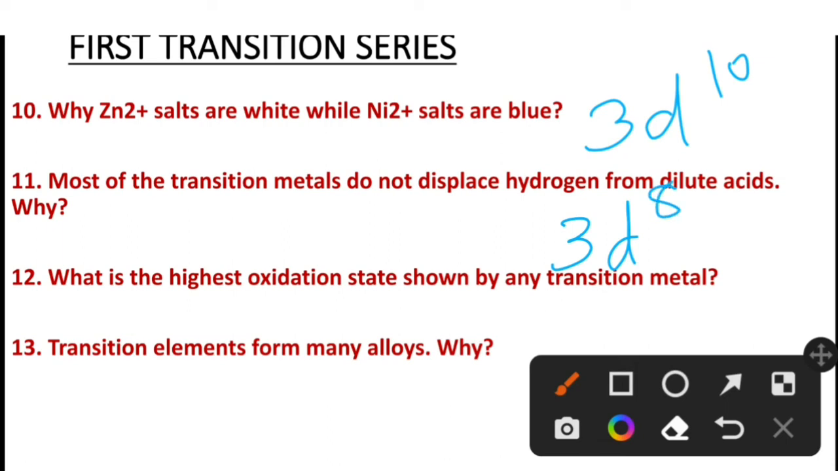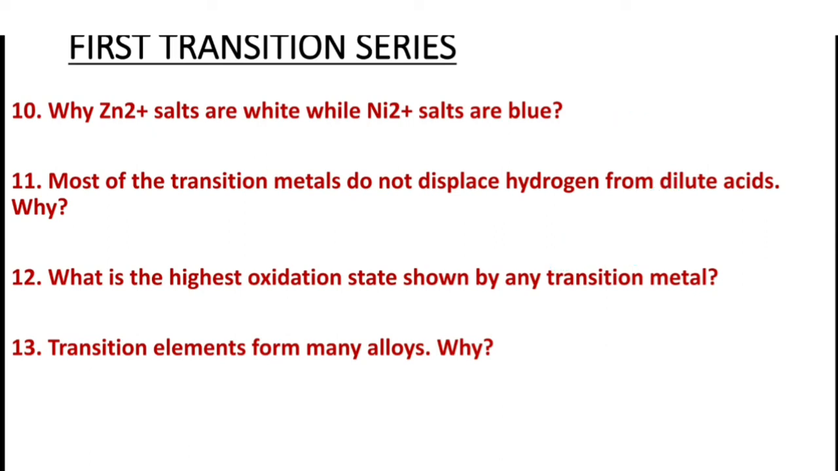So in case of nickel 2+, you can say there are d-d transitions which are possible, giving the coloration blue in that case, the complementary color visible in the visible range. So it results in blue, whereas in case of zinc 2+, they have fully filled d orbitals and no d-d transition, no coloration.